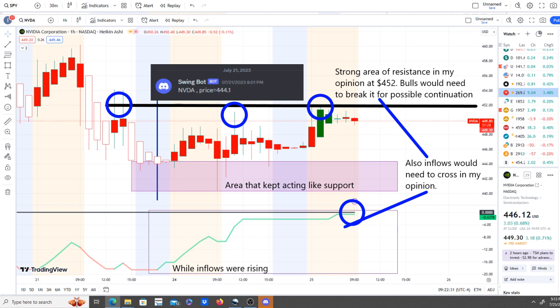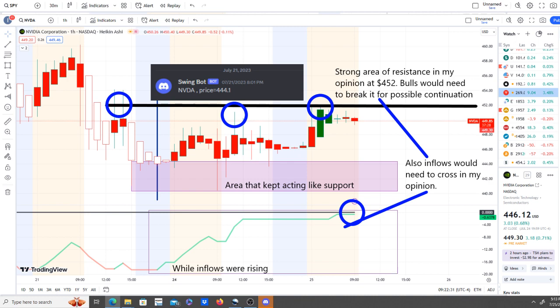It was already opening up from yesterday to today at 449. And I talked about that purple area, the area that kept on acting like support. And there was a strong resistance in the pre-market and previous days at the 452 area. The bulls would need to break through that for possible continuation. Not guaranteed, but it was important, and inflows needed to cross.